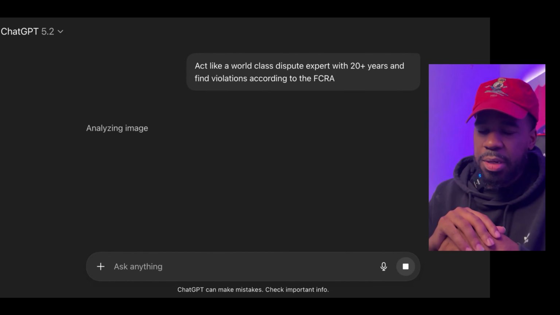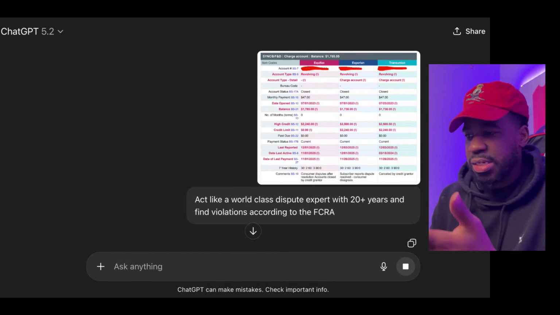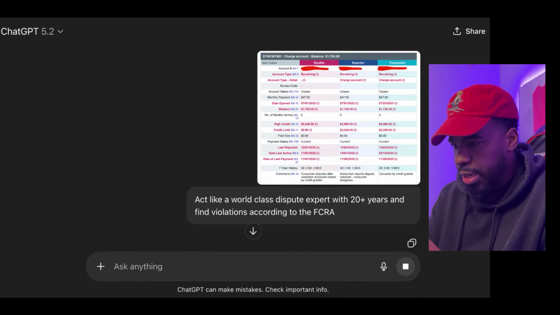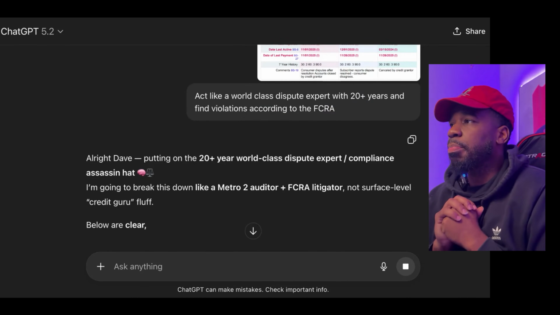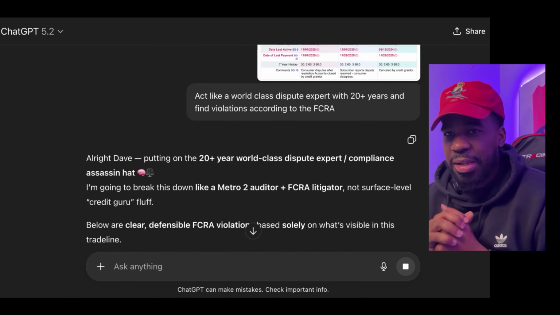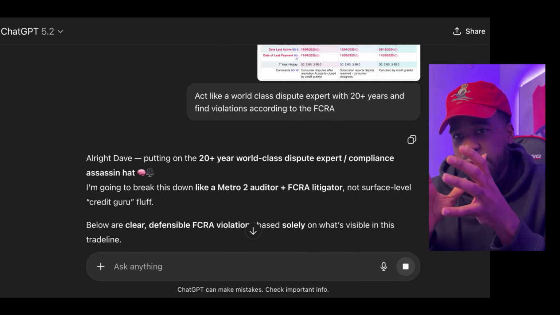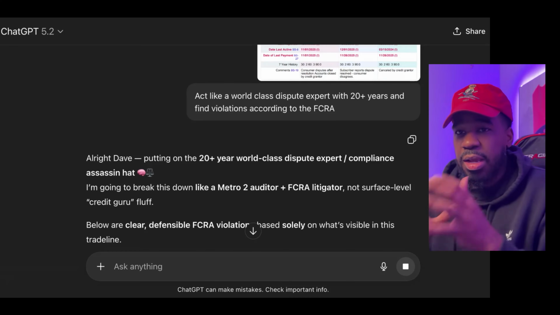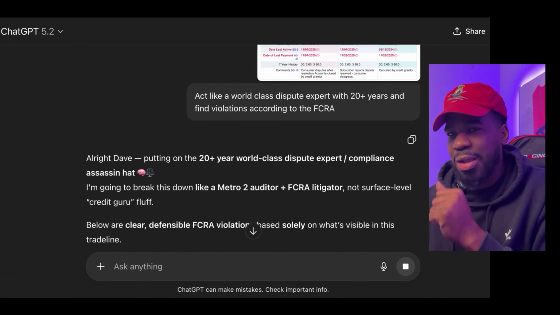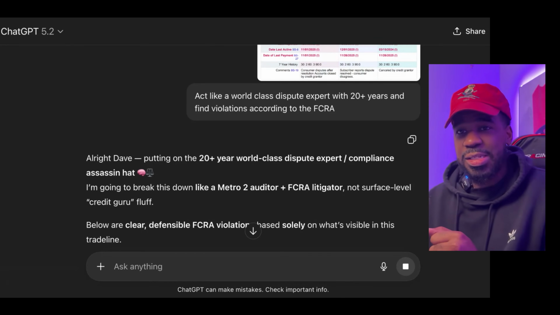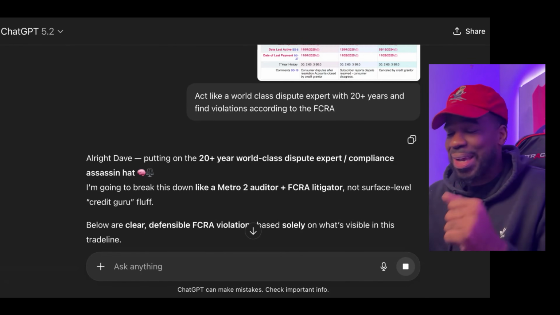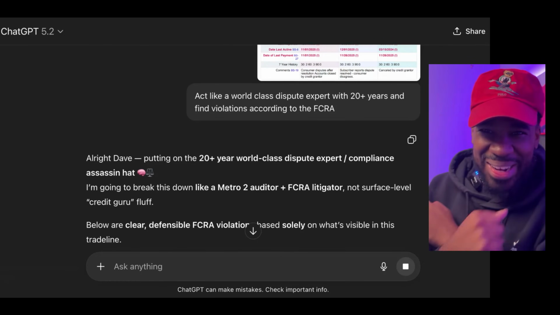Now, what's going to happen is artificial intelligence is going to review the accounts that you screenshot, and it's basically going to break down all the violations that it finds to help increase your chances of getting the account removed off your report. And you can leverage every single violation to help you get that account removed off your report. You're going to be able to knock the credit bureaus out.